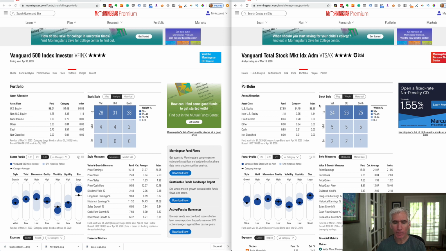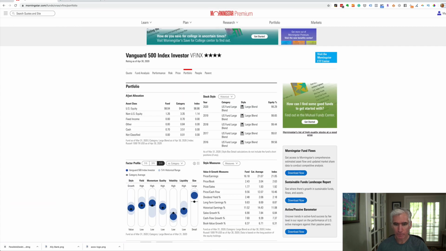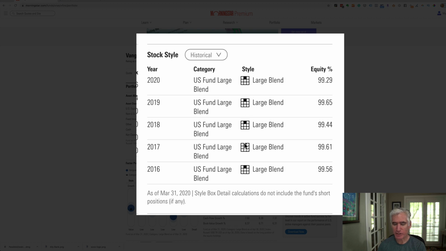Now, I will just show you the historical tab, and all it does is show you if there's been any changes over time. This goes back a number of years, 5 years, I guess. With an index fund like this, it tracks the S&P 500, so it's pretty much always going to be a large blend. There's probably not going to be any changes to it.